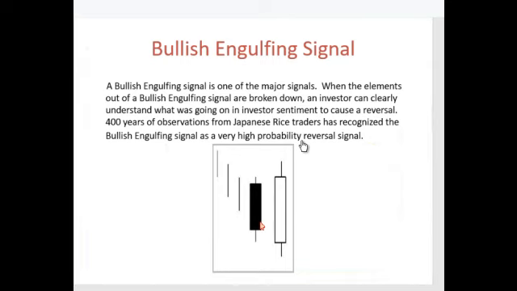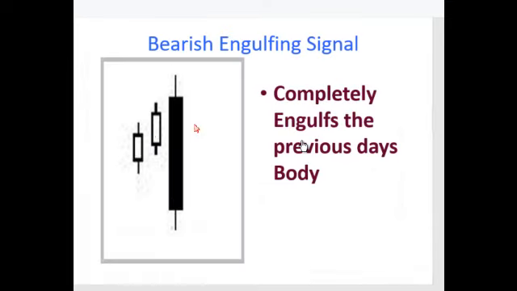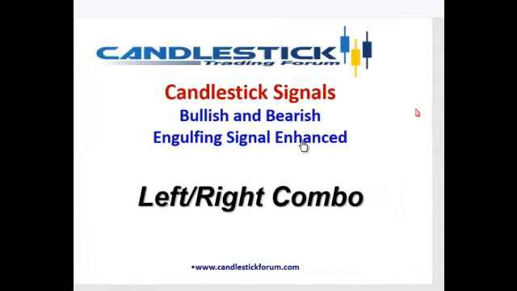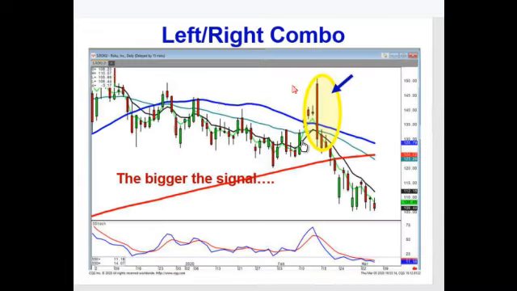Bullish engulfing completely engulfs the previous candle. Bearish engulfs this candle. So, we can enhance that analysis. If we see a bullish or bearish engulfing signal following a doji, we call that a left-right combo. The bigger the signal, this is Roku. When this occurred, what did that tell us? There was a dramatic change of investor sentiment.